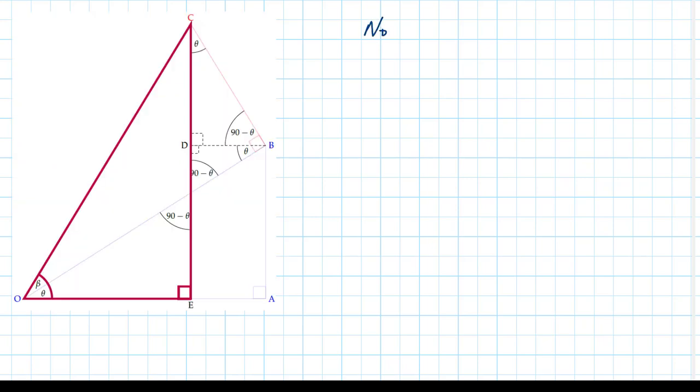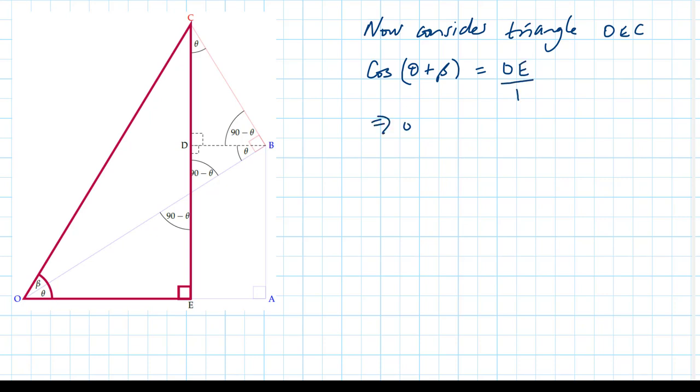Now we're going to look at our third triangle. So this is the triangle OEC. Now, when you look at this, by the same argument, don't forget we know that OC has a length of 1. So the cos of theta plus beta, so the angle is theta plus beta now, is OE over 1. So the length OE is actually equal to the cos of theta plus beta. Similarly, the sine of theta plus beta is the length EC over 1. So therefore EC is equal to the sine of theta plus beta.